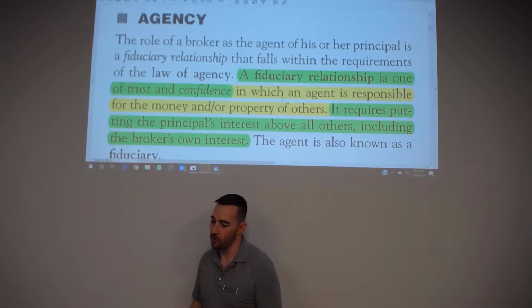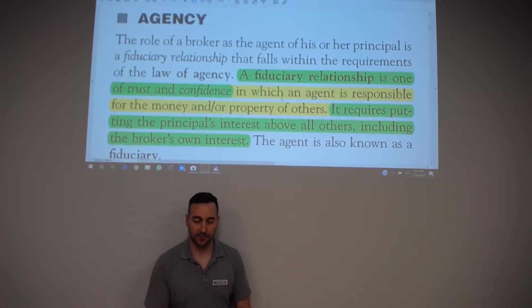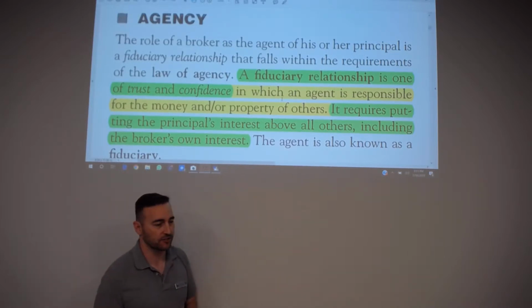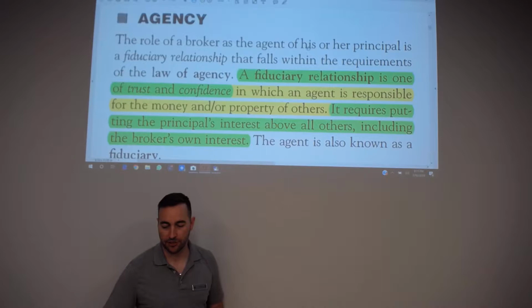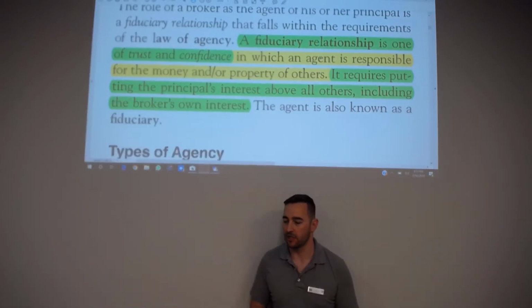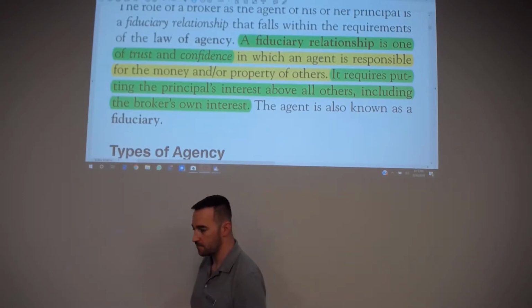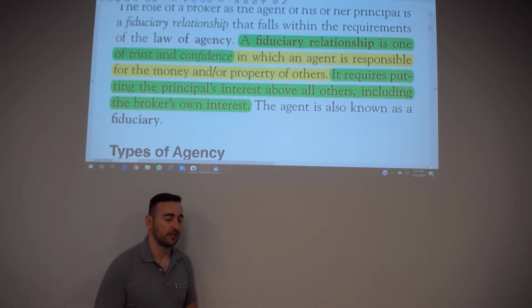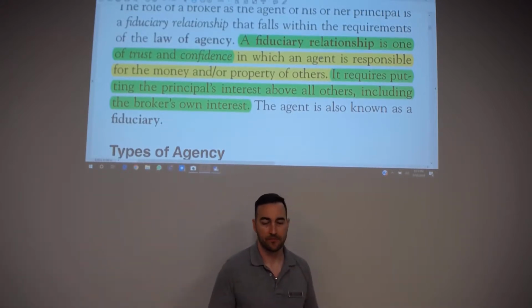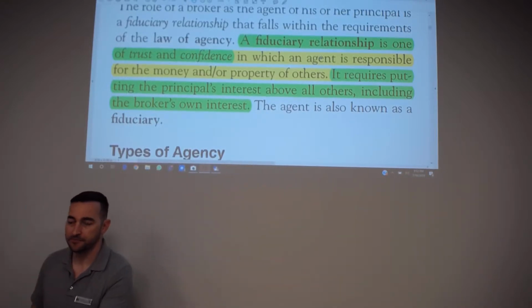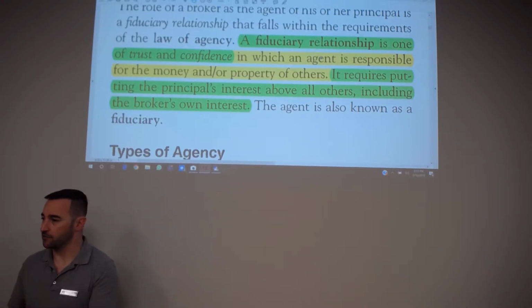Agency. The role of a broker, as the agent of his or her principal, is a fiduciary relationship that falls within the requirements of law of agency. A fiduciary relationship, please highlight, underline, put stars. A fiduciary relationship is one of trust and confidence, in which an agent is responsible for the money and or property of others. So every time you hear fiduciary, that means you entrusted me with your property and your money, right? Because if you're the seller, Melanie, you entrusted me with your house and the money you're going to get for selling the house.